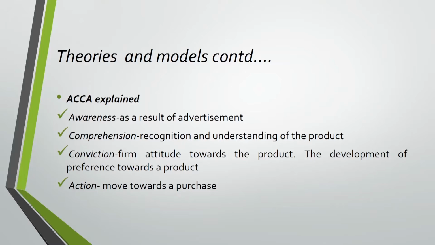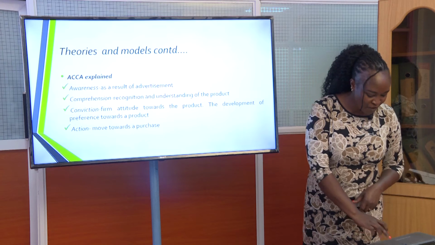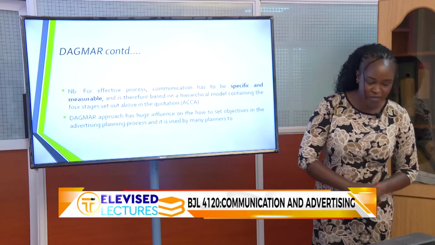Then C, comprehension, the recognition or an understanding of the product. And then conviction, attitude towards the product, which we've said for an advertiser, all we want is not a negative attitude towards our product. We want a positive attitude. Then finally, the action is to move and purchase the product we want.